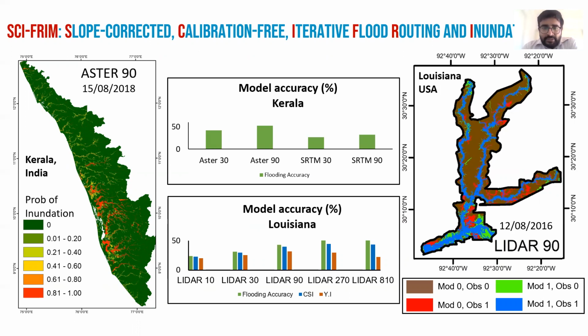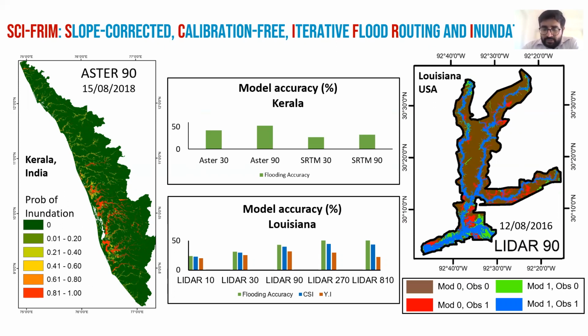And we found that the 90-meter DEM was able to map inundation accurately using the flooding accuracy as a metric for comparison. And in the case of Louisiana, we used the USGS-based flood maps for comparing our model results. And here we found out the flooding accuracy kept on increasing as you made the model coarser. So we had to come up with a more holistic metric which can evaluate the flood map more appropriately.